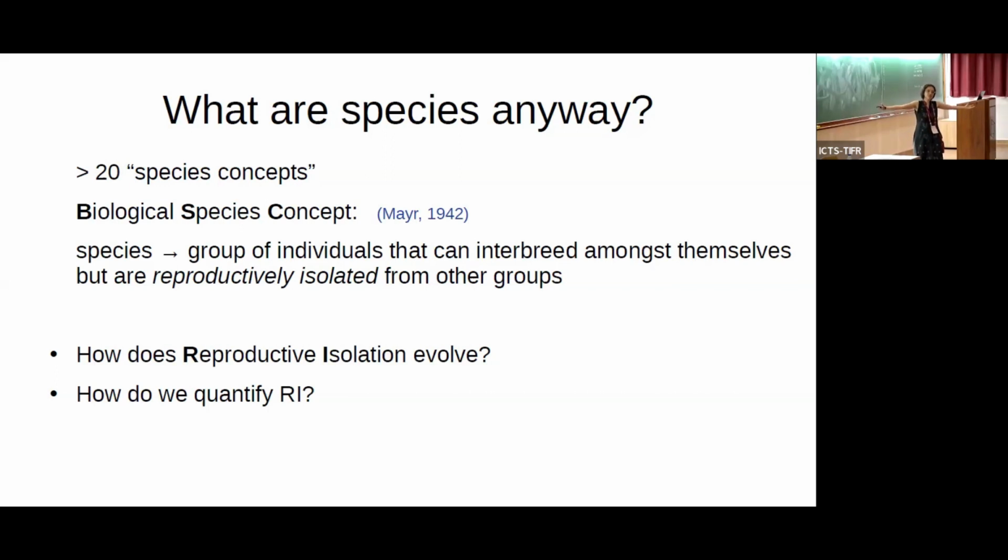But if you consider two such groups, they do not produce viable offspring, either because they just fail to mate with one another, or even if they mate, the hybrids they produce may be inviable, infertile, or just fail to survive. So, the term people often use is that groups that are reproductively isolated from one another can be considered species. But of course, this is a loose definition. We would ideally like a quantitative measure of this kind of reproductive isolation.